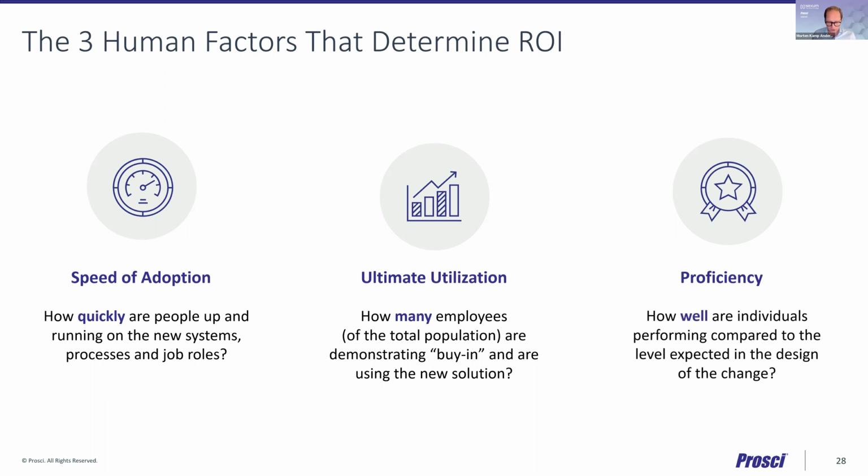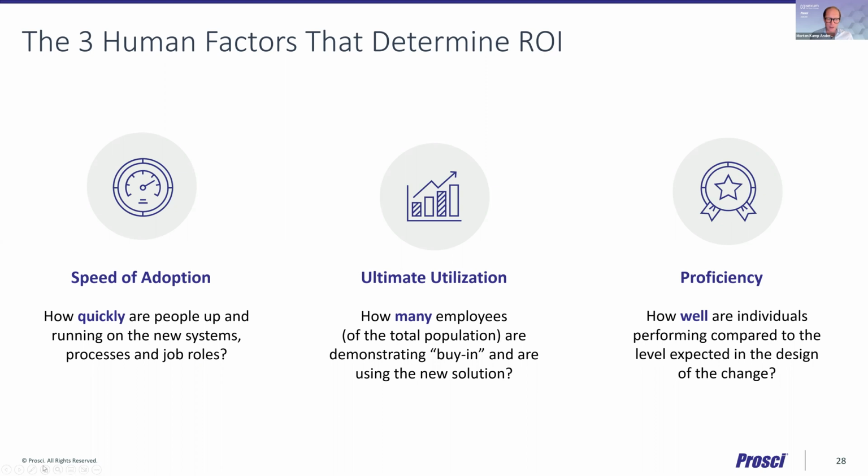And finally, we have proficiency, which is once they are on the boat, are they delivering on what we expected? So when we're going to use these 15 functions to achieve this better solution, how many of these functions and how well are they using these functions? And so we can capture the benefits that we expected. So overall, we have the speed of adoption, how quickly do people get on board, ultimate utilization, how many will ultimately use the new system, and proficiency, how well will people use it.